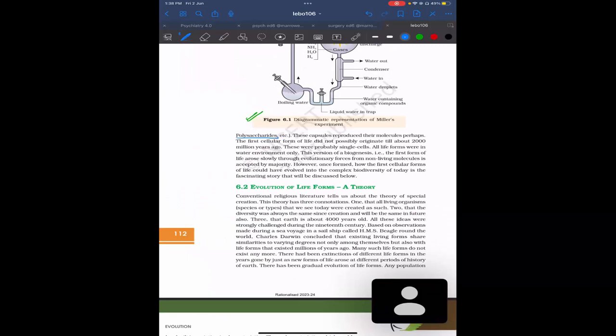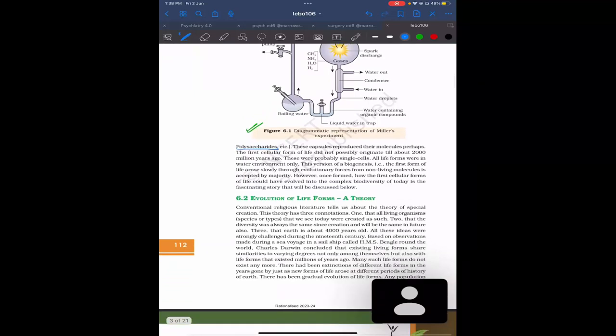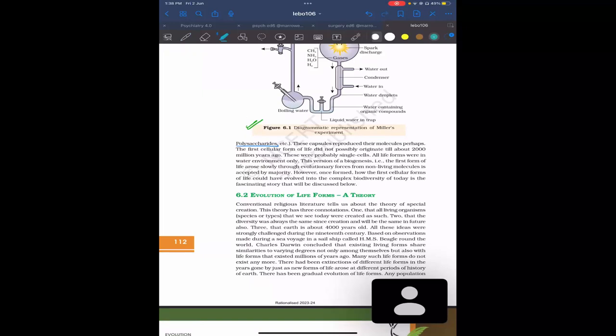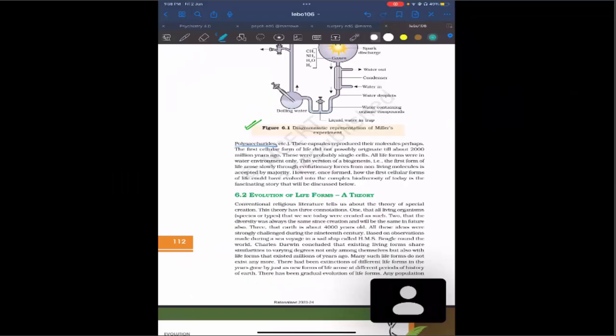Now see, at various places, the lines of NCERT are very important. So in one of the previous years, that is AIPMT 2007, a specific word was asked in this line, that these molecules or these capsules were reproduced. So like, first non-cellular form of life originated 3 billion years back. These were giant molecules like RNA. So these were probably single cells. And then all the life forms were in the water environment only. As I mentioned before, water is very essential for evolution.